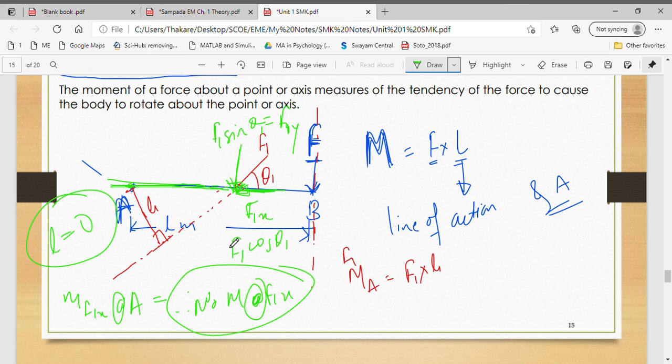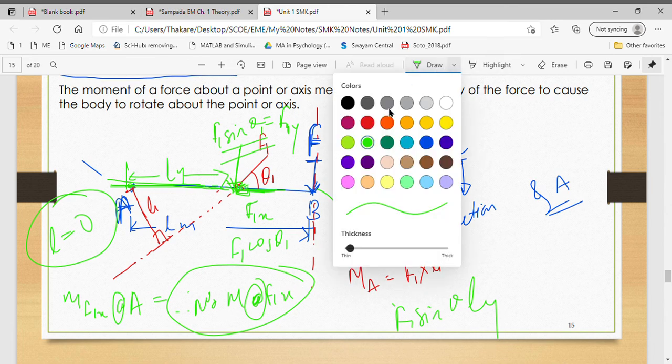And you can determine the moment due to F1 sin θ1 if you know this distance as Ly. The moment due to F1 sin θ1 will be F1 sin θ1 into the perpendicular distance Ly.